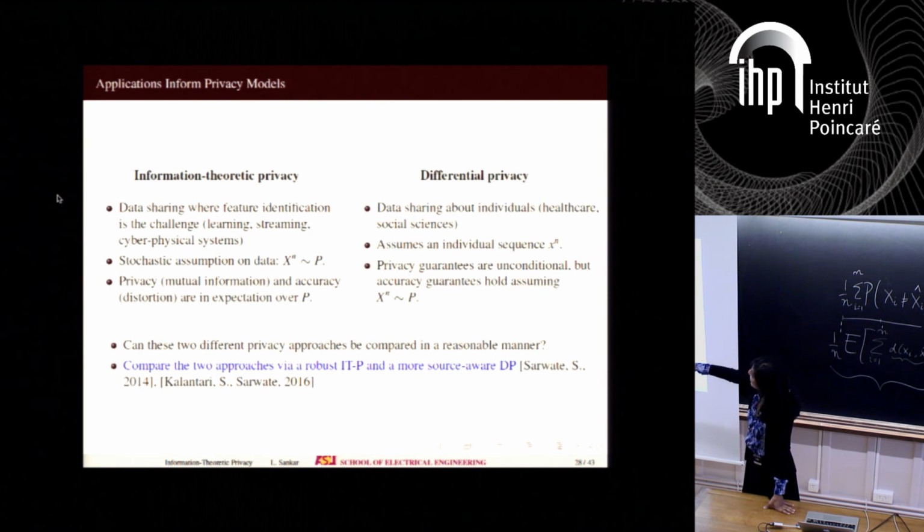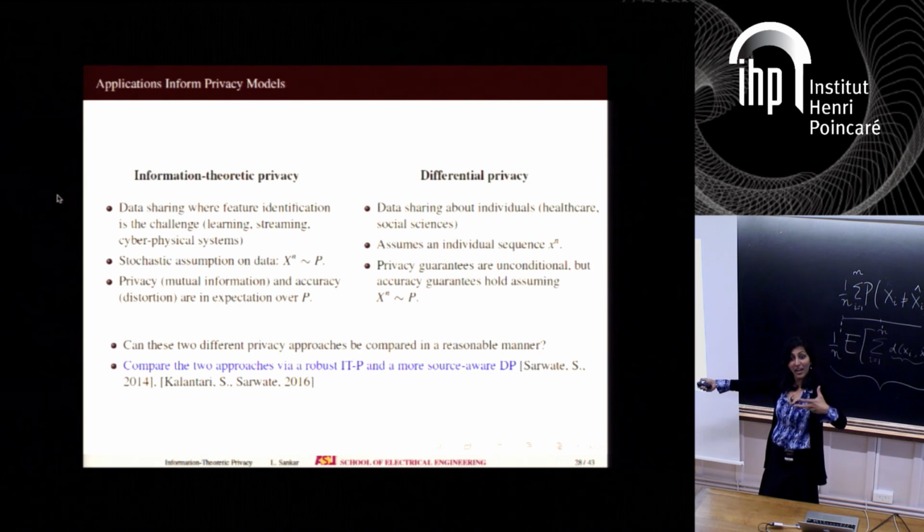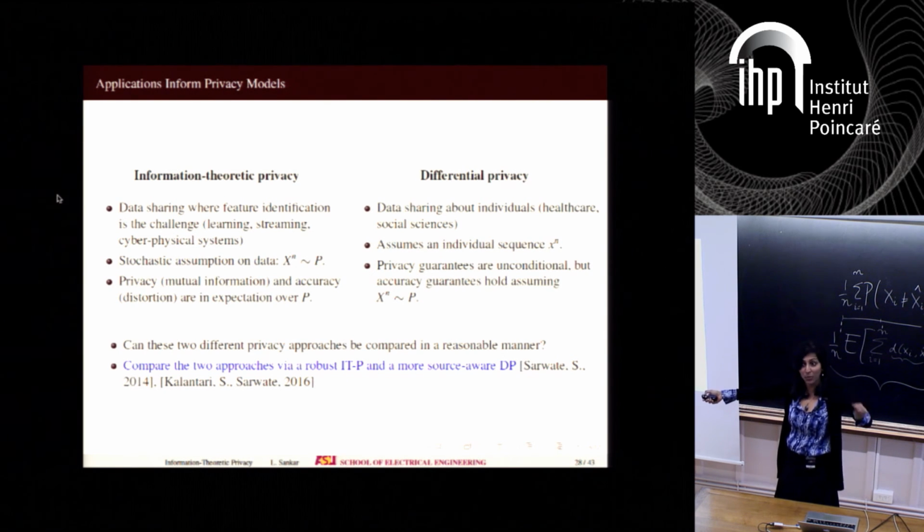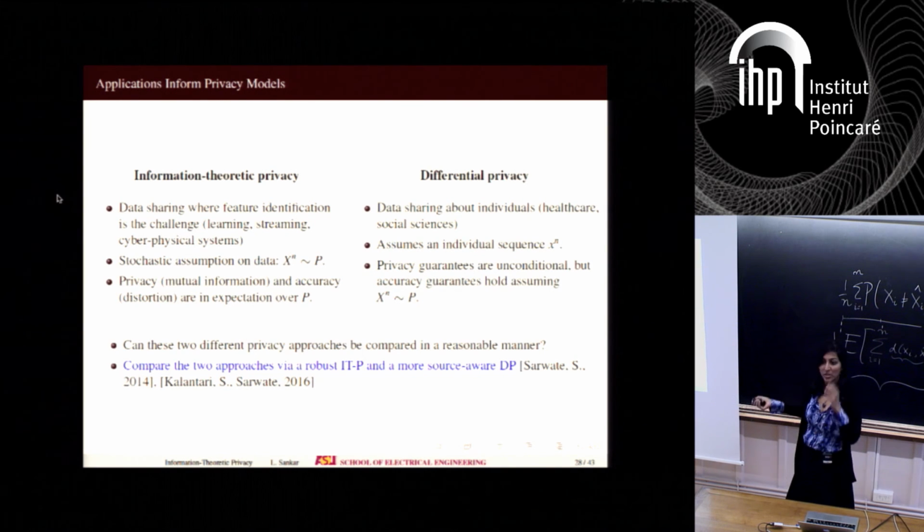Basic differences between these two are that here there's an assumption on the underlying source statistics. There's really none here. And here the source statistics is used both for privacy as well as utility. Here you could use the statistics for utility. At least we do in our comparison.